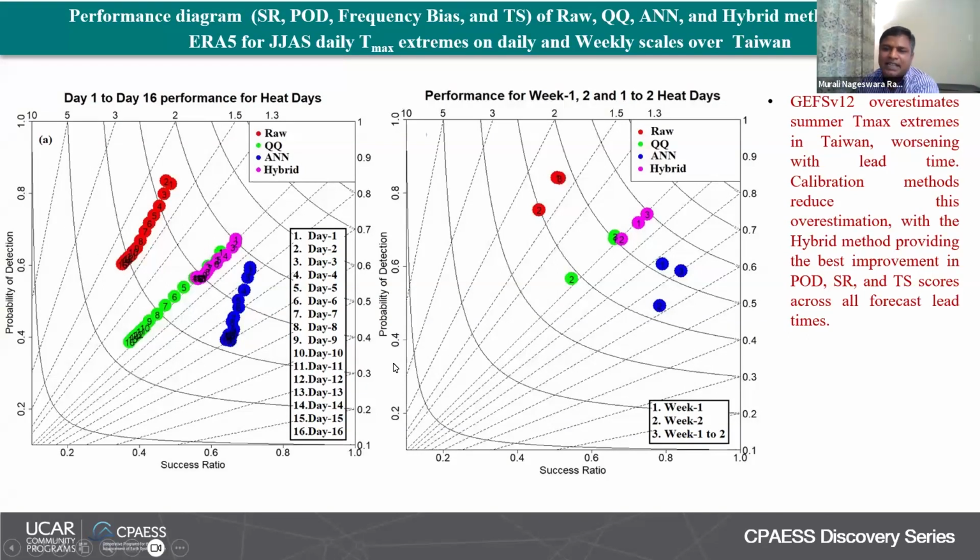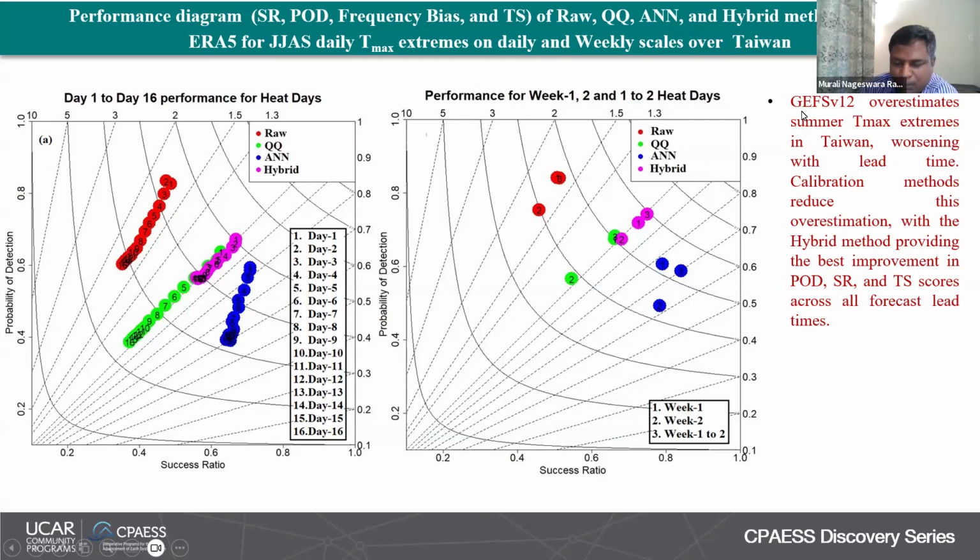A similar pattern can be observed in the weekly case, week 1, week 2, week 3. The hybrid method outperforms, and the raw product has a large overestimation, and there is underestimation in the others, but even some other skill scores are improved.